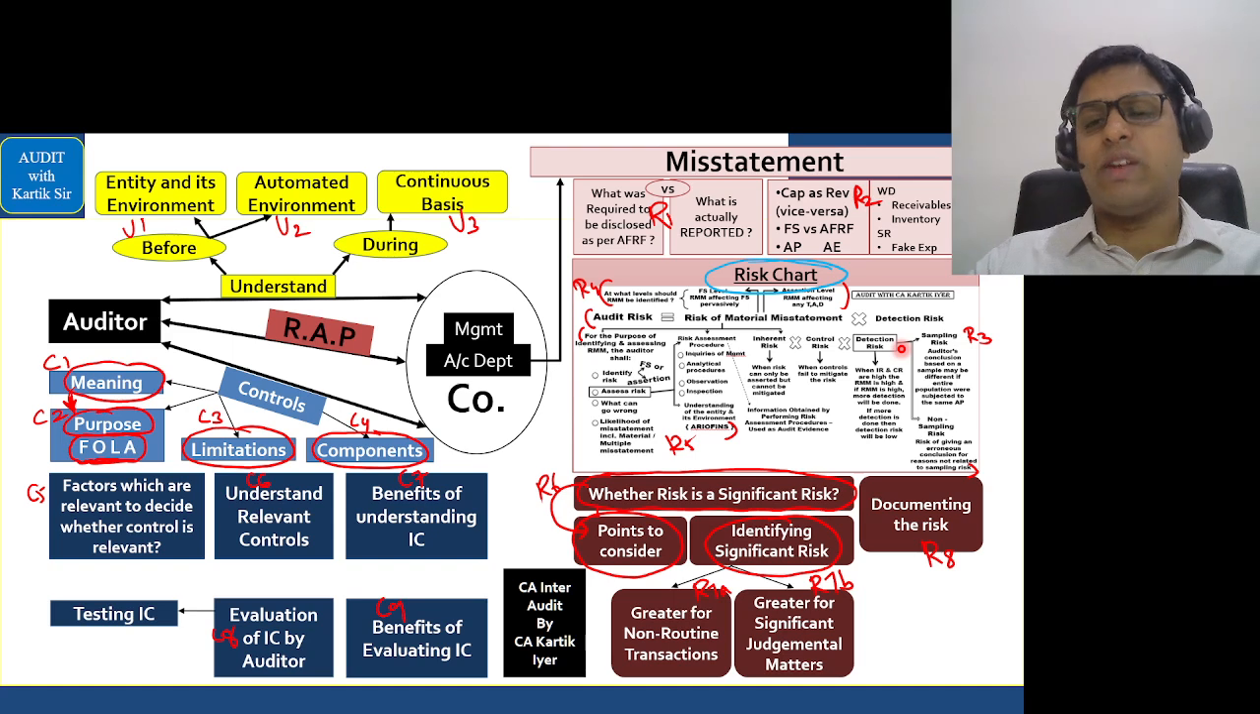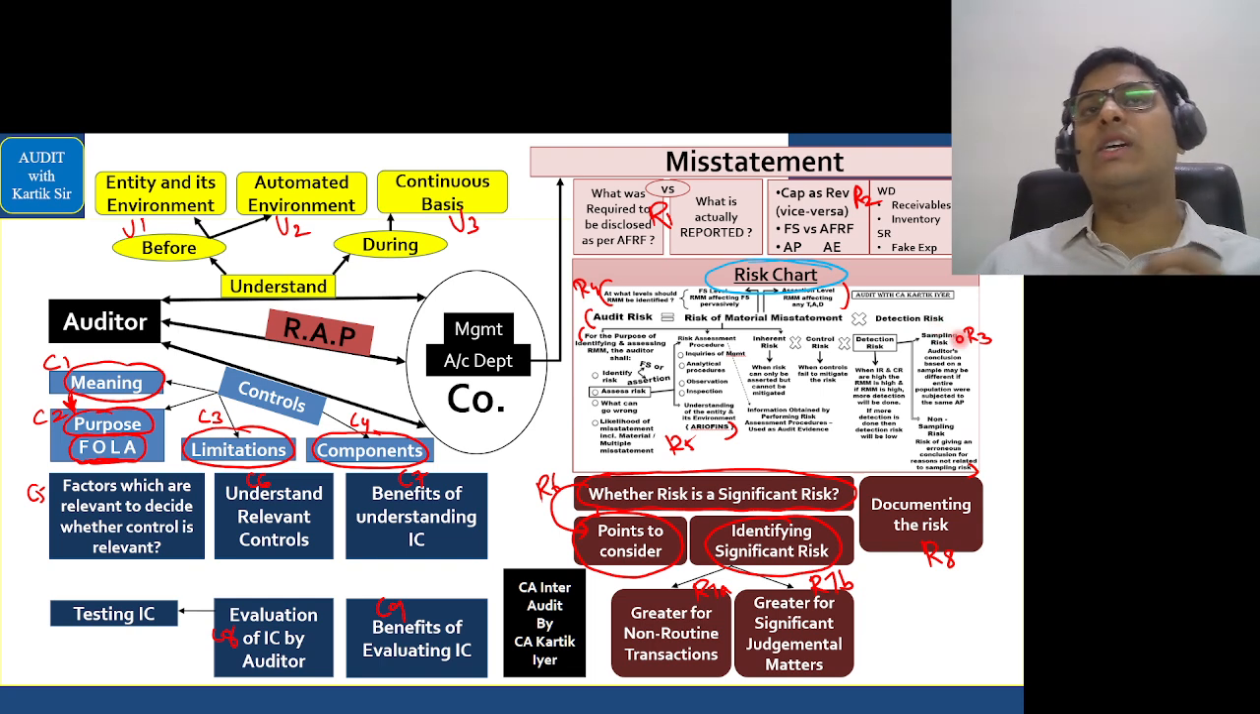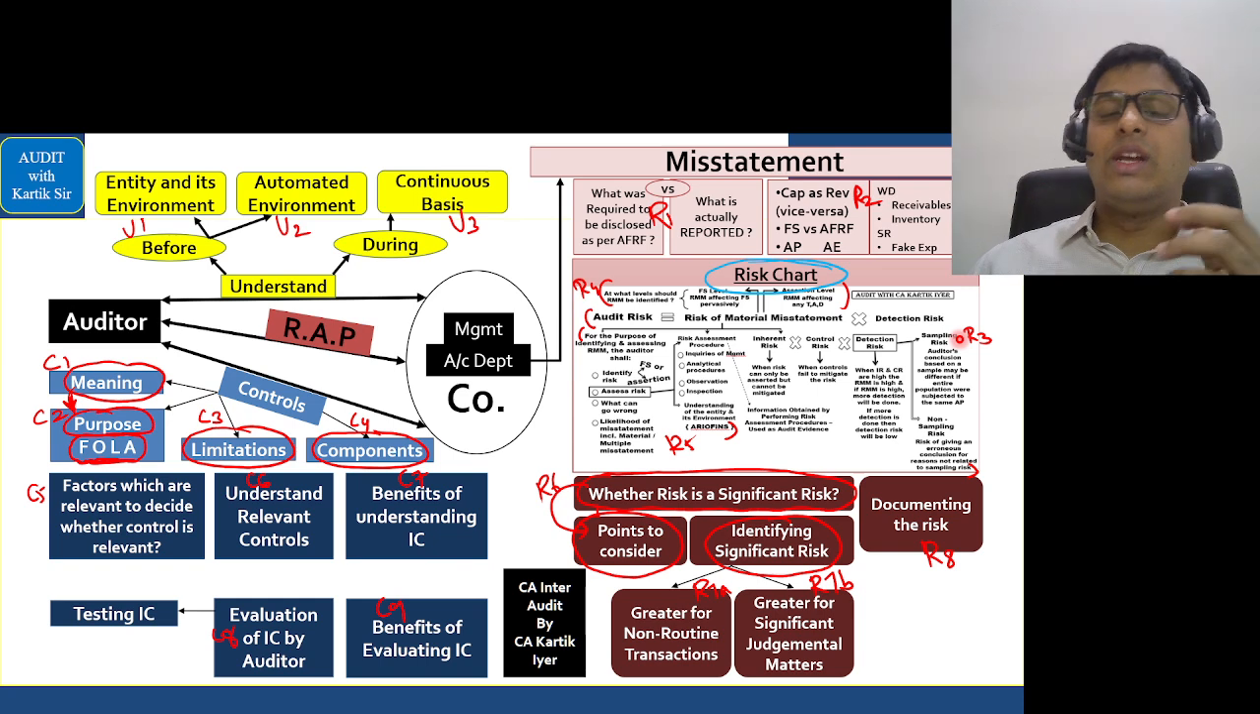Now, detection risk. In the new course, they have said detection risk is made up of two things, that is sampling risk and non-sampling risk. Sampling risk is the risk that the auditor's opinion can be wrong because he's checking samples and not checking all the items. That is called sampling risk.